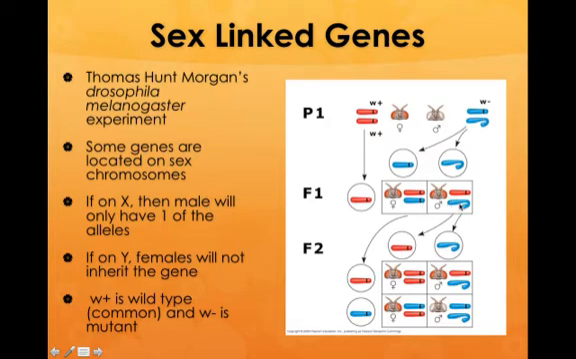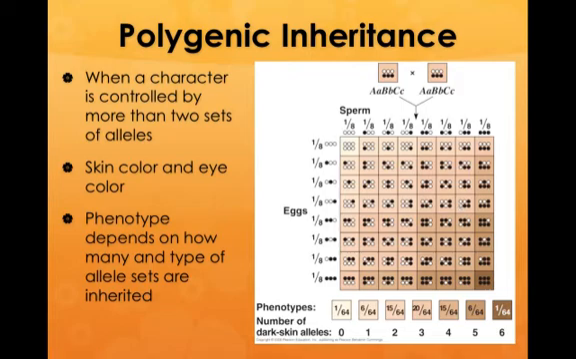Okay. Now, something called polygenic inheritance, where we have multiple alleles that are controlling a specific character. An example here is skin color, and eye color is an example as well. The phenotype depends on how many and what type of allele sets are inherited. There's at least 3 alleles that you're inheriting from each parent. There's 6 alleles total that are being inherited separately.